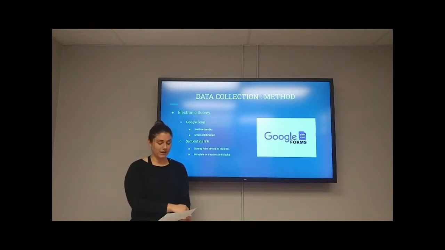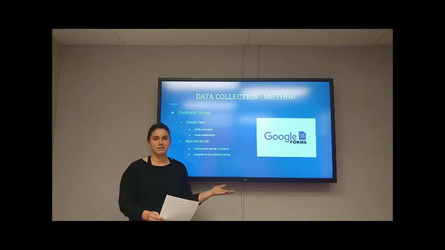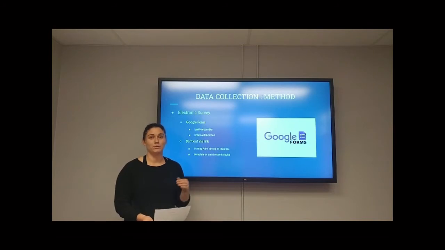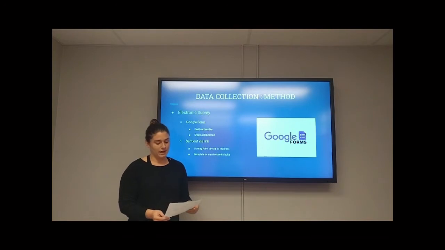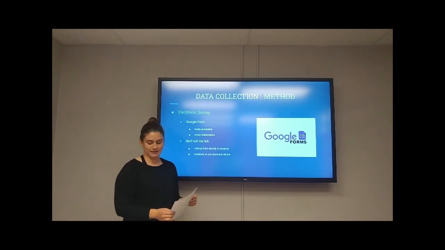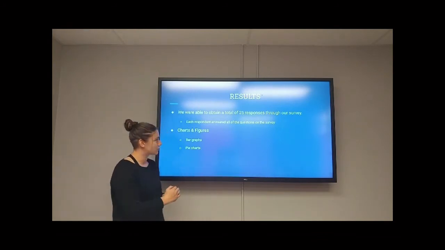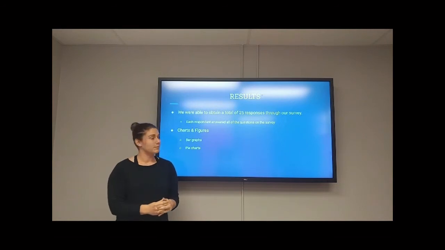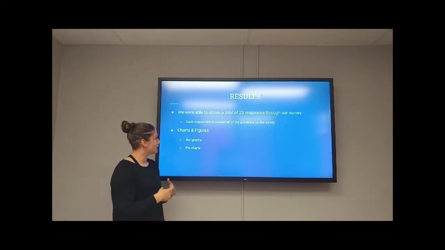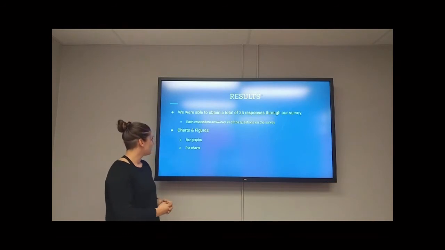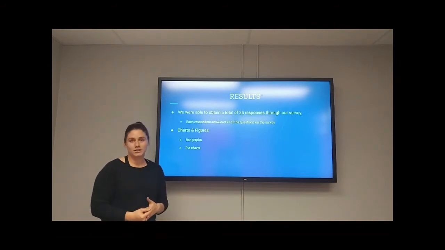We sent that out via a link, and because students have an anonymous privilege, we couldn't send it out directly to them. So we sent the link to our staff connection at Turning Point, who then sent it out to the students. And that Google Form survey could be completed on any electronic device, which made it really simple and easy. Finally, we were able to collect our results, and we got 25 responses. Each respondent answered all of the questions on the survey, which resulted in lots of charts and figures.